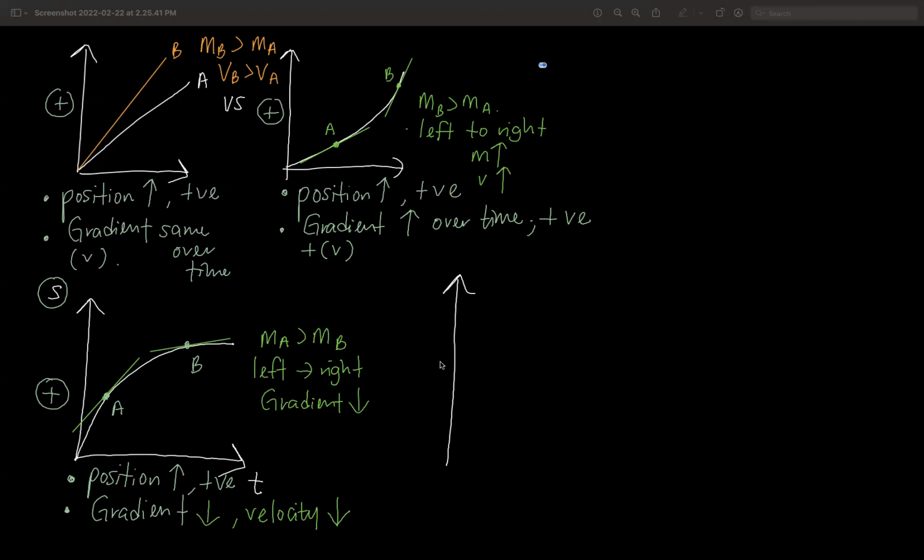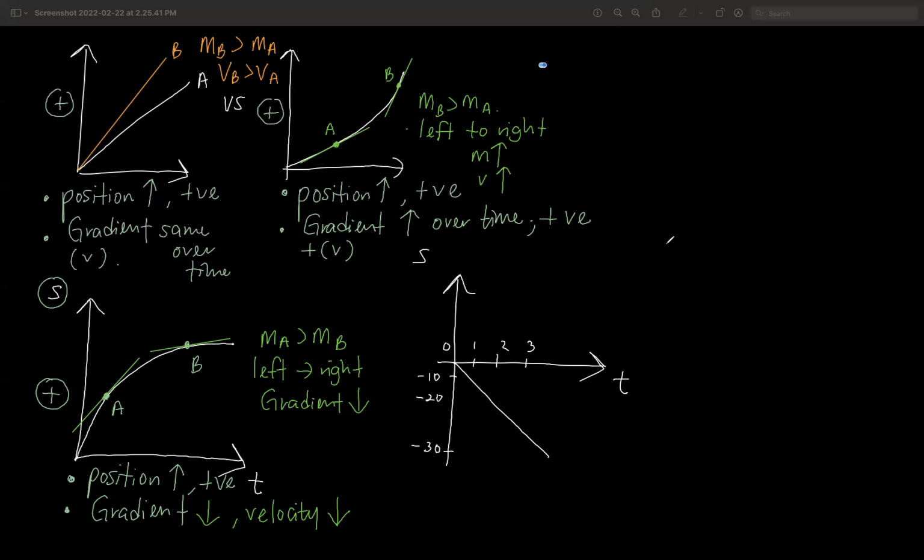Oops, wait, let me draw like this. Okay, what about this one? ST graph. Over time, 0, 1, 2, 3, the position goes negative. Okay, minus 10, minus 20, minus 30. Over time, the position goes on to negative.